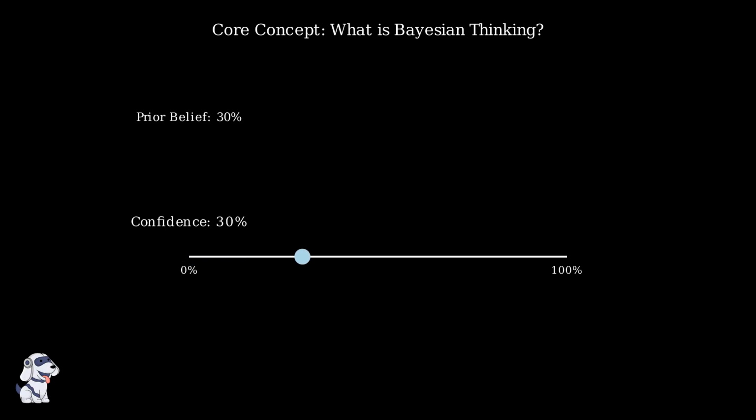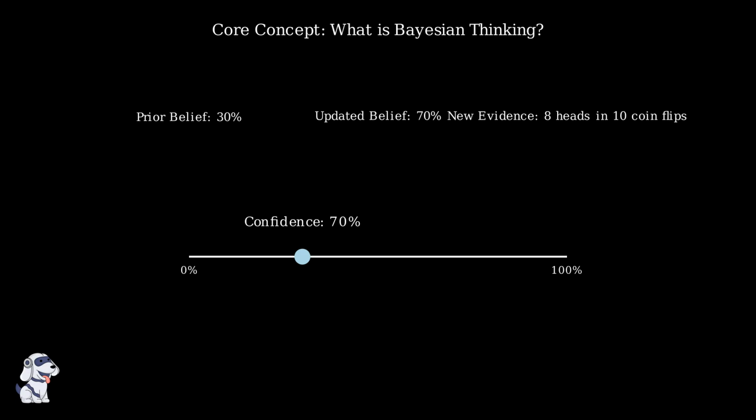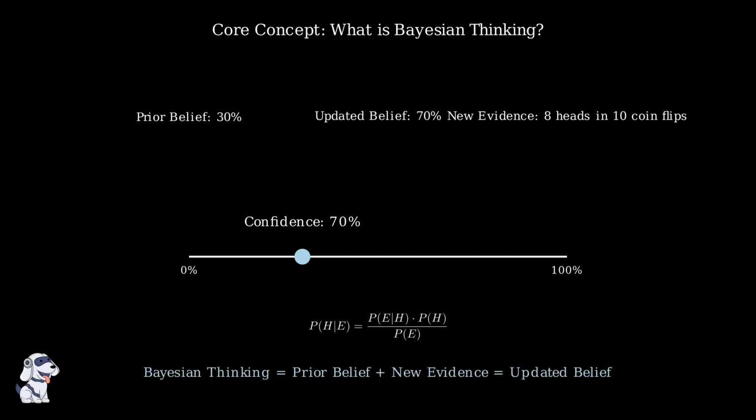Here's your prior belief at 30% confidence. Now, new evidence arrives. You flip a coin 10 times and get 8 heads. This supporting evidence pushes your belief slider higher. Your updated belief is now 70%, reflecting the new evidence while considering your prior knowledge. This is the essence of Bayesian thinking.